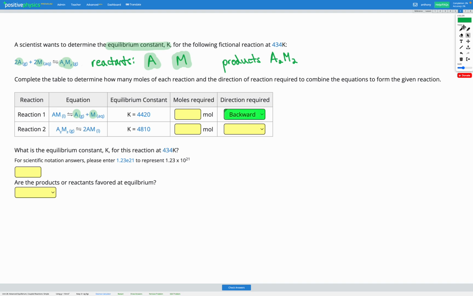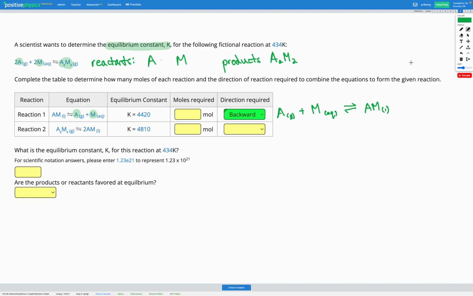And I'm going to write out what that equation will look like when it's backwards. It's going to look like A gas plus M aqueous goes to AM liquid. Now we can see our reactants from our goal reaction are now in the reactants of this step.